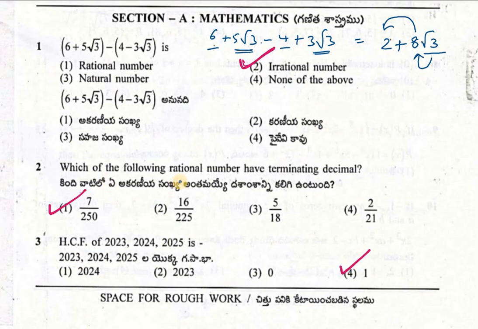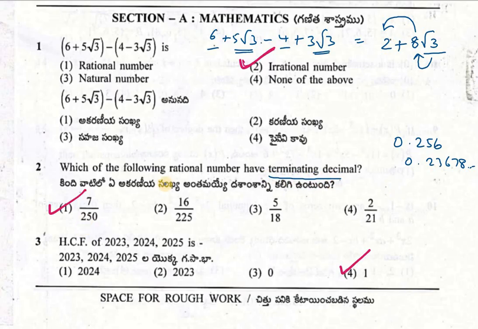Now question number 2. Which of the following rational numbers have terminating decimal? Terminating decimal means, for example, if you have a decimal like 0.256 and it does not continue and stops here. So that is terminating decimal. Non-terminating decimal means, for example, 0.23678 and so on, it is continuing. Here the question is about terminating decimal.